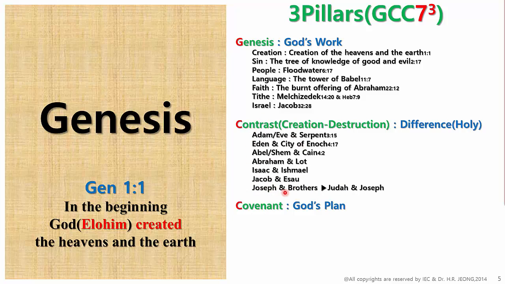Have any of you heard of the city of Enoch in chapter 4, verse 17? You may have heard of the Enoch who ascended into heaven with the Lord, but even though they have the same name, they are two different people. The city of Enoch is a contrast to Eden, because it was built by Cain, the father of Enoch. Cain built the city and named it after his son Enoch.